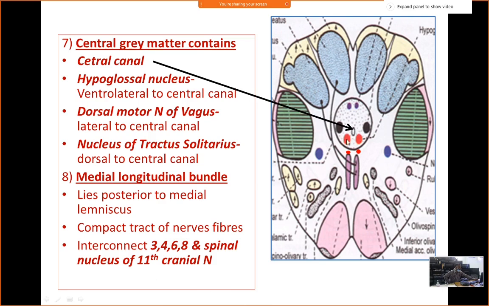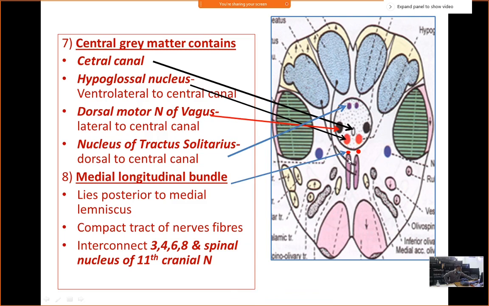Now, ventral to the central canal, these are two nuclei. This is called the hypoglossal nucleus. From here, the hypoglossal nerve will arise. Then dorsal to this hypoglossal nucleus, we have the dorsal motor nucleus of the vagus, because the vagus is a mixed type of nerve. So this is the motor part, and the sensory part is from another part of the medulla. Then the nucleus of tractus solitarius is the dorsal part of the central gray matter. This is your nucleus of tractus solitarius.